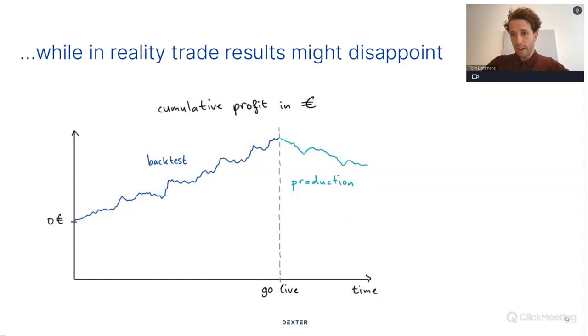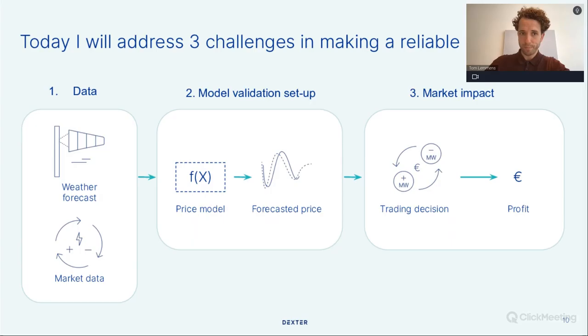What happened? This is exactly the question we aim to answer today, and also how to address the problems. Today I will address 3 challenges in making a reliable backtest. 3 topics. First, it's about the data setup. Second is about the model validation setup. And thirdly, finally, it's about the market impact, how to assess that. So the fact that your trading decisions will have an impact on the market and how to cope with that. More on that later. First, we'll go into the data part.